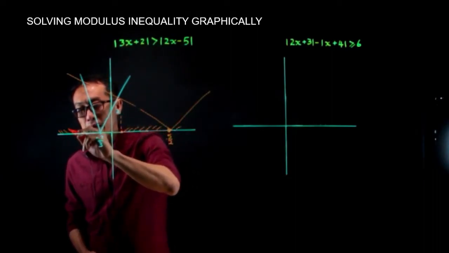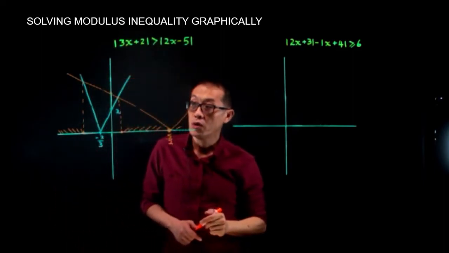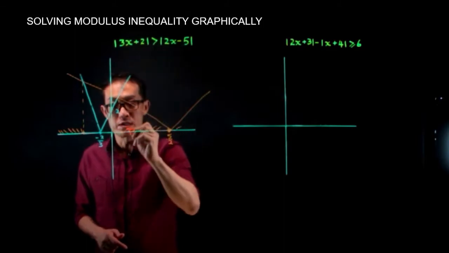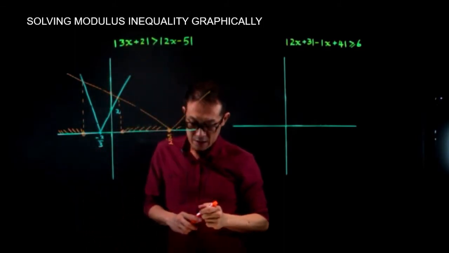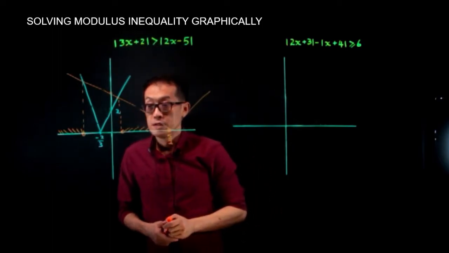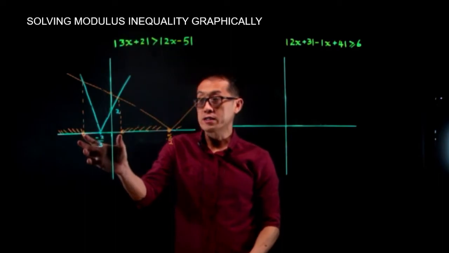So you will take this part of the graph, not inclusive of these two dots because there's no equal sign. So it's an open circle. Now let's find the coordinates of these two points.